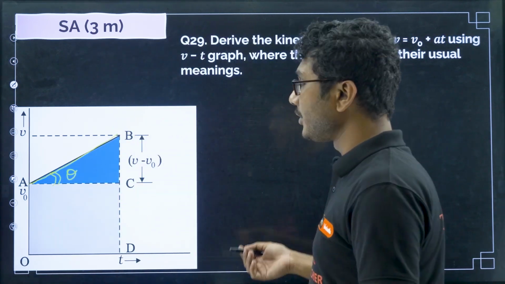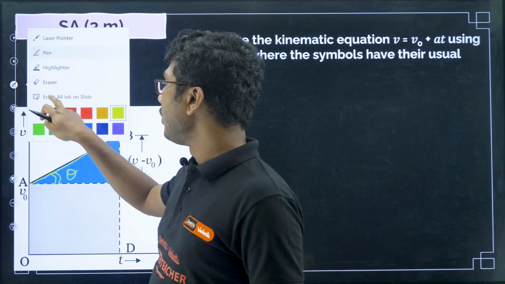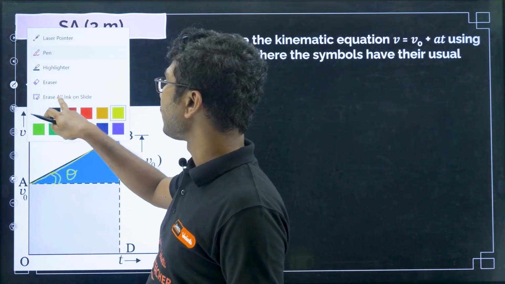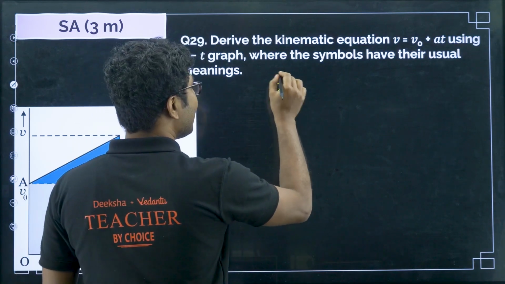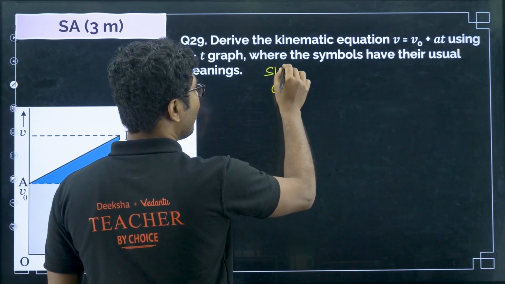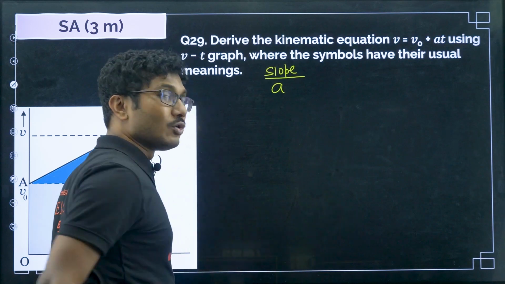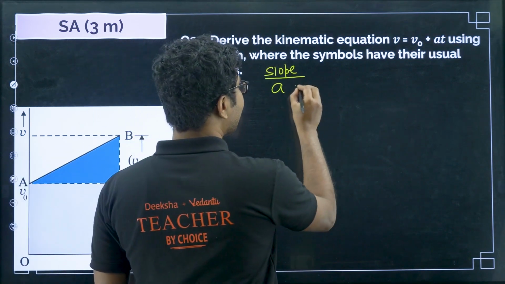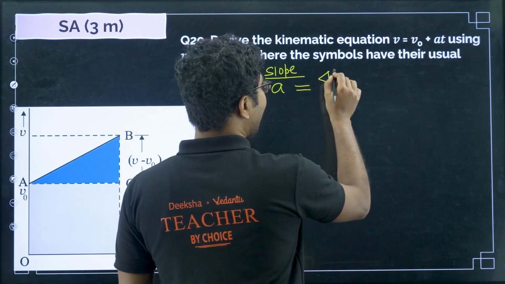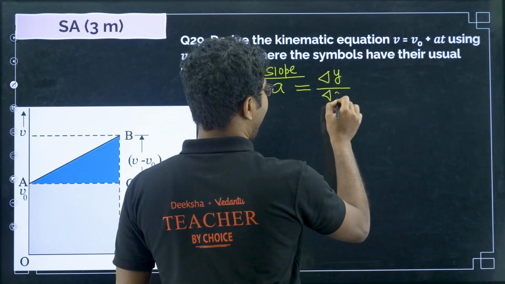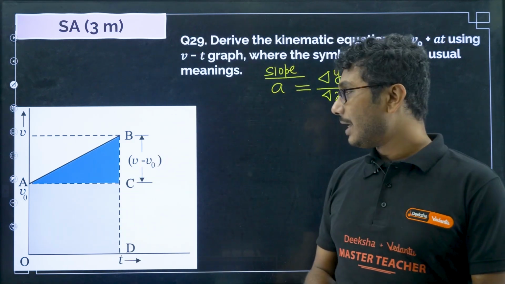Or there is another definition of slope. Even if you do not know what slope is, you know the definition of acceleration. So, you can say that acceleration is given by slope, or gradient. If you have learned that in mathematics, it will be easy. Slope is basically delta y by delta x.